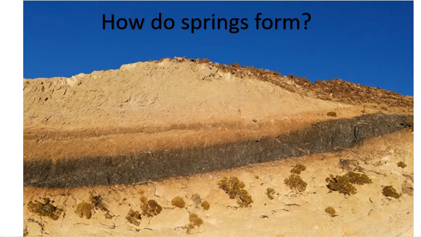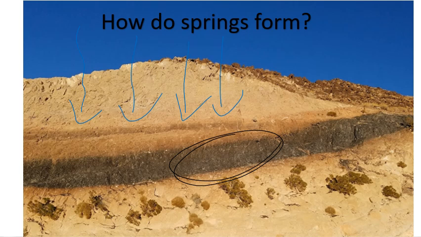So how do springs form? Well, we know water has to get under the ground. We know the precipitation falls and it moves through the ground and becomes part of groundwater. But the ground is not necessarily uniform. Like you see right here, we've got a layer of rock that is different. Maybe that's a layer of rock that doesn't allow water through it very easily.